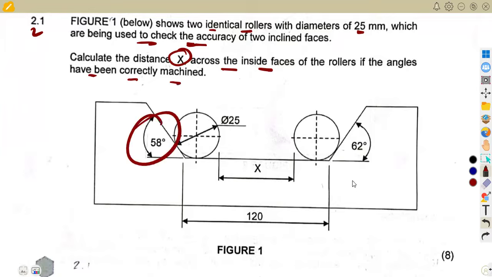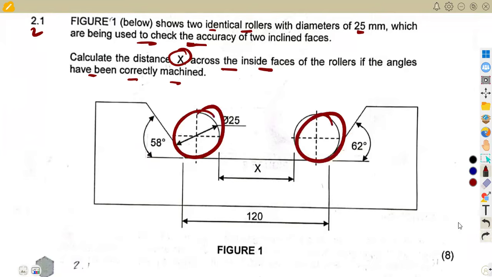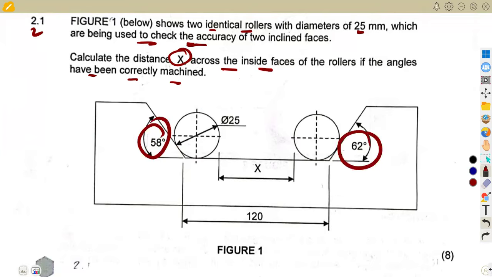There is an angle of 58, there's an angle of 62. The angles are different, but the rollers are identical. It's only the angles that are different. So sometimes they can give us identical points here, whereby the angles are the same. All right? So it depends on the type of question that you are going to work with in that particular section or in that particular paper that you're given. All right. So this is what I want you to note on this part.